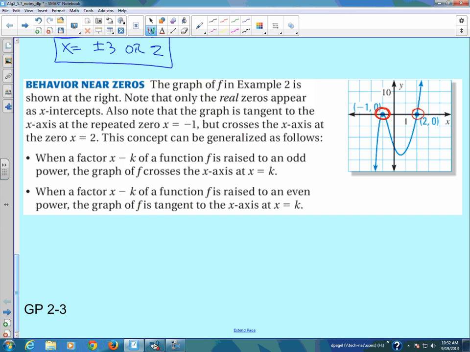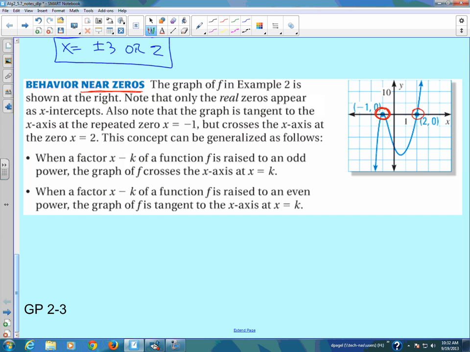So now we're talking about behavior near the zeros, where before we were focusing on the end behavior. The graph is going to do one of 2 things at your zeros. The graph will either bounce off of the zero, or the graph will go through your zero. And how do we know which is which?